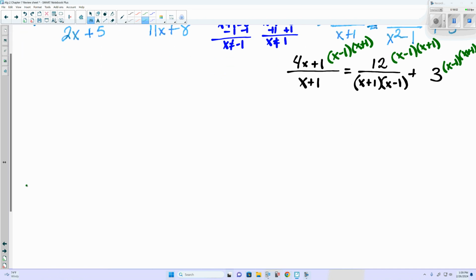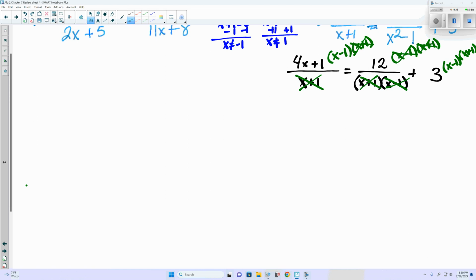Because we multiply by x plus 1 and x minus 1, the far left, the x plus 1 and x plus 1 would cancel. In the middle, the x plus 1 would cancel, and the x minus 1s would cancel. So we're multiplying the whole thing by x minus 1 and x plus 1 in every single spot. So we apply it to everything. Now, since the 3 does not have a denominator at the bottom of that fraction, nothing's going to reduce.